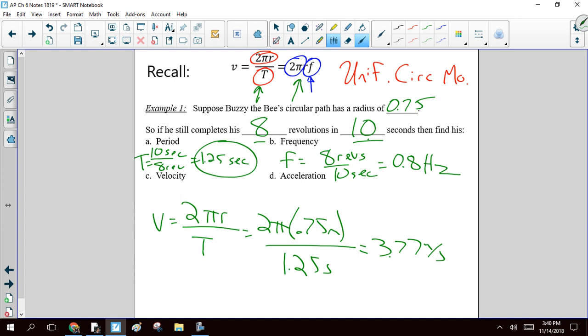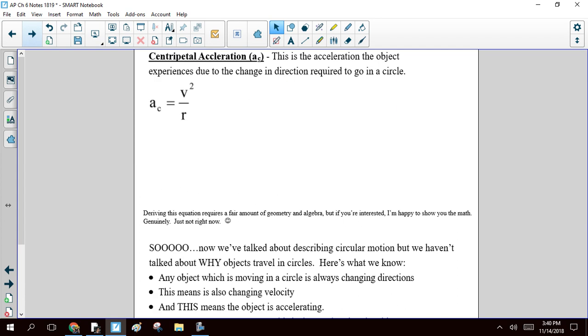Okay? All right, and then there's this other blank here for acceleration. Well, I just finished saying that it was uniform circular motion, which means the speed is constant. Remember, that does not mean that the velocity is constant. So we need to talk about what's called centripetal acceleration. Remember, that's the acceleration the object experiences due to the change in direction required to go in a circle. It turns out that to calculate centripetal acceleration, it's just v squared divided by r.